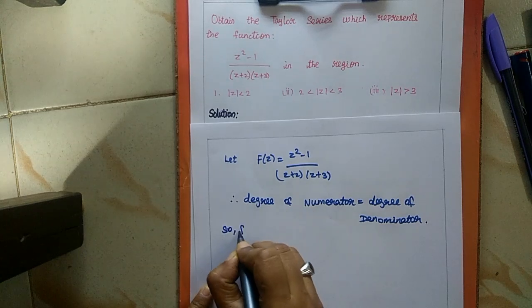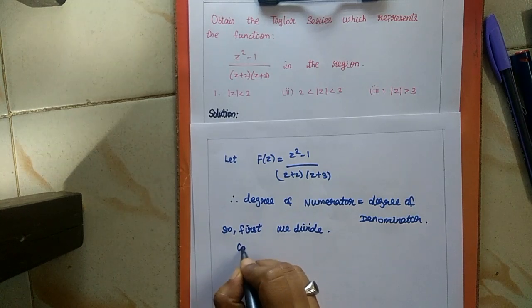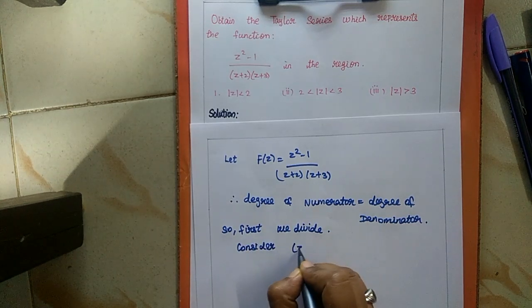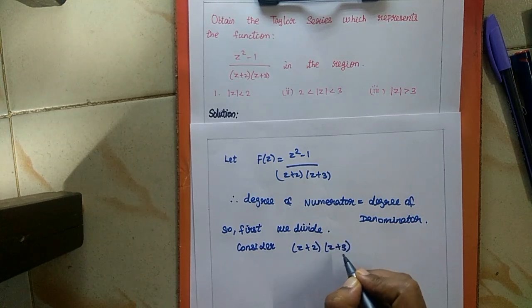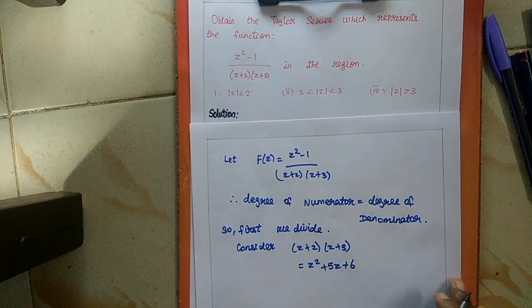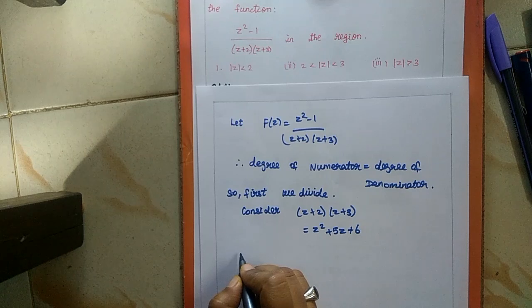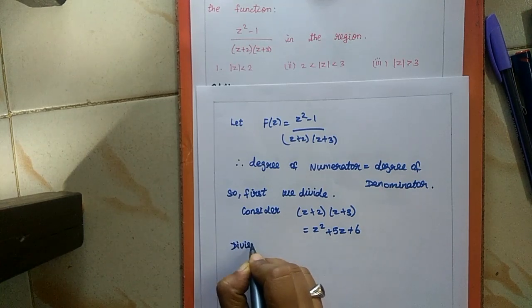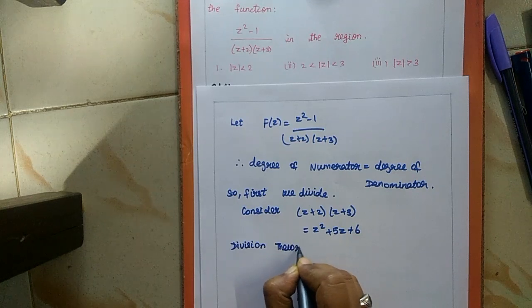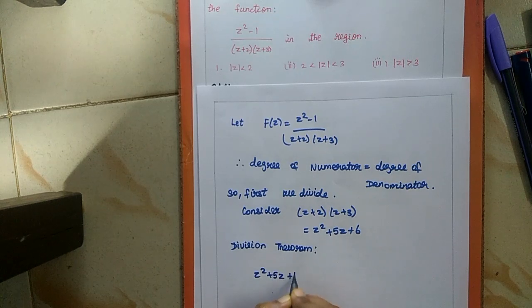So first we divide. Consider denominator term z plus 2 into z plus 3. Solve this and change this into quadratic equation z square plus 5z plus 6. Then we divide the numerator and denominator using division theorem. Z square plus 5z plus 6 is divisor, z square minus 1.